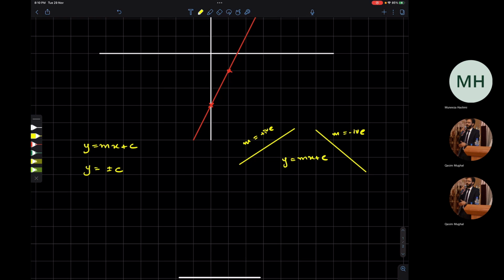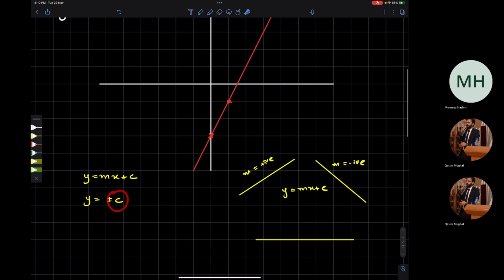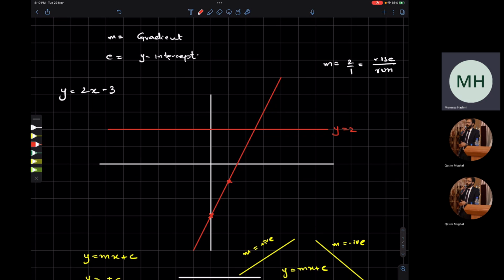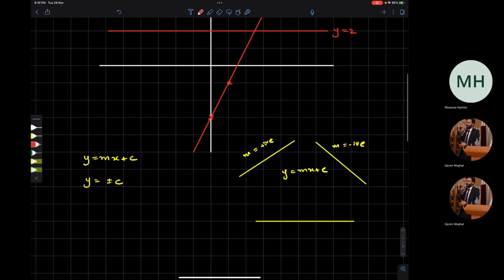So in this one, y equals plus minus c, you've got just one variable. So whenever you have this, you will always have a horizontal line, and c is going to be the point on the y-axis from where the line is going to cut through. So for example, you have an equation y equals 2. So the line of y equals 2 is going to be this one. Okay? Yes, sir.